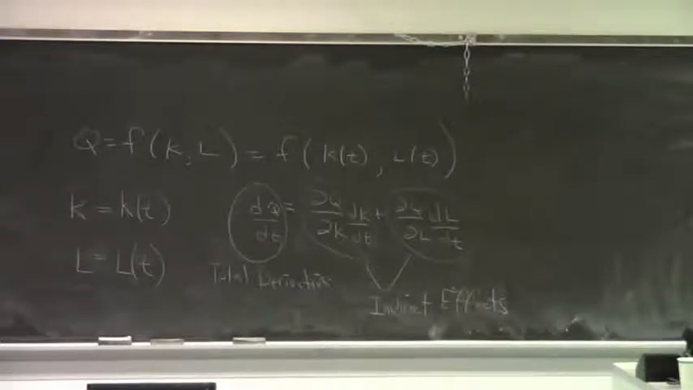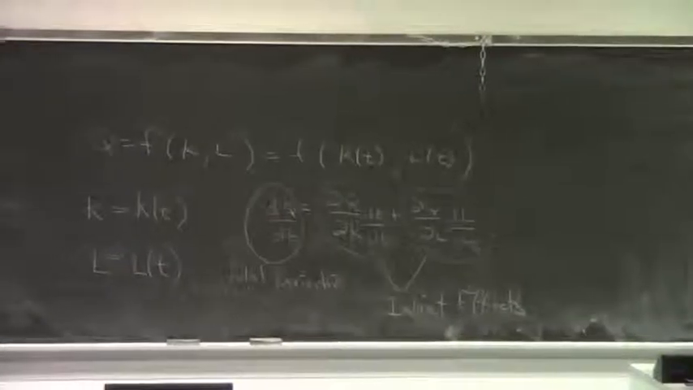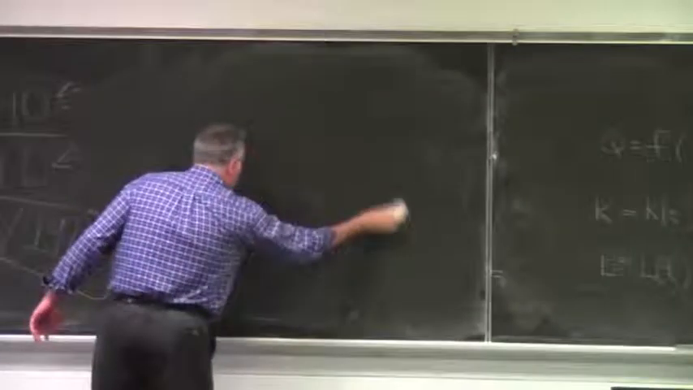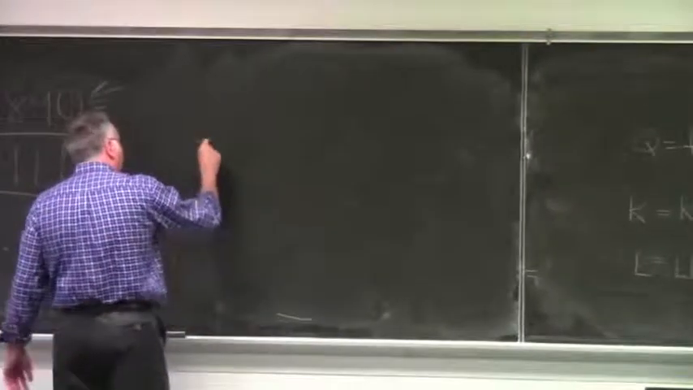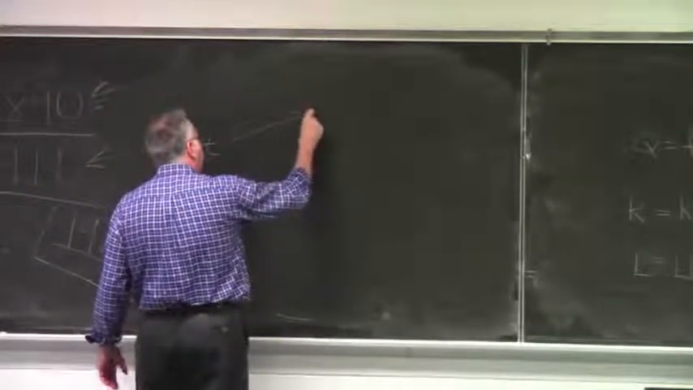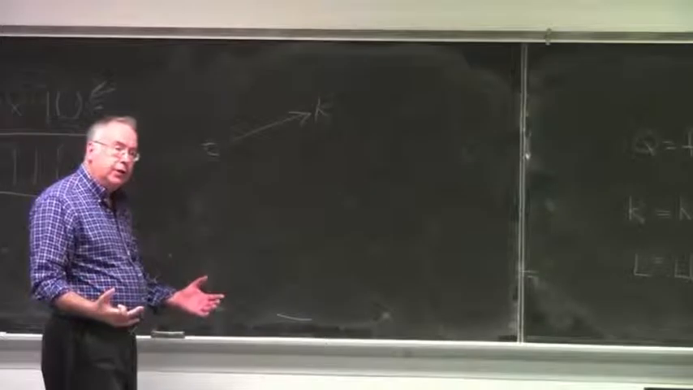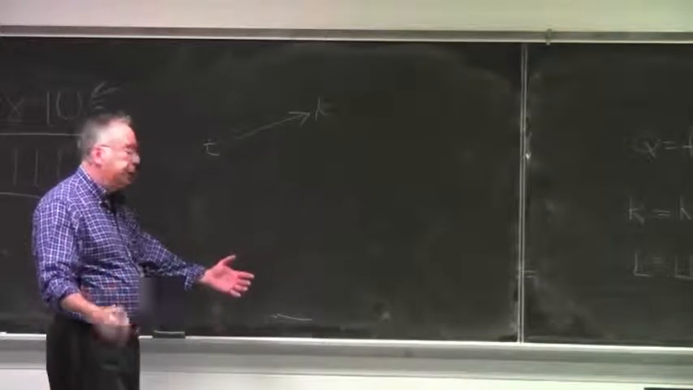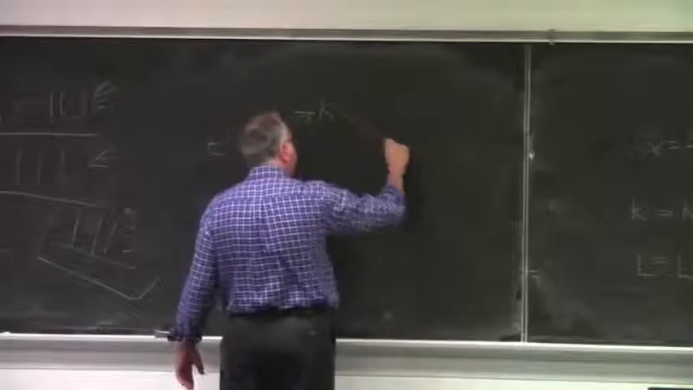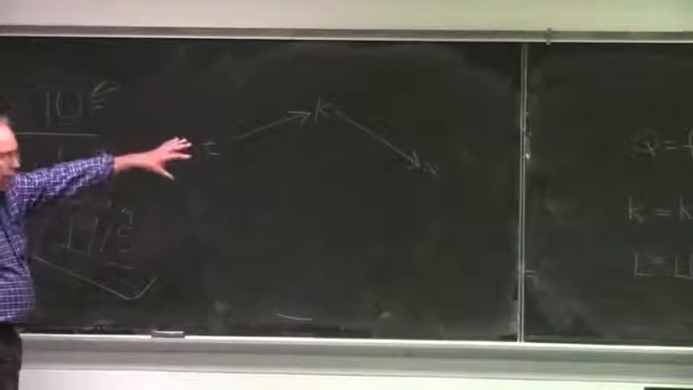Okay. Let's draw the channel map for this problem. The channel map for this problem would look like this. Here, our ultimate disturbance is T. When T changes, that causes K to change. Capital accumulates over time because of savings and then investment. And when K changes, that affects Q. So that's one indirect effect.